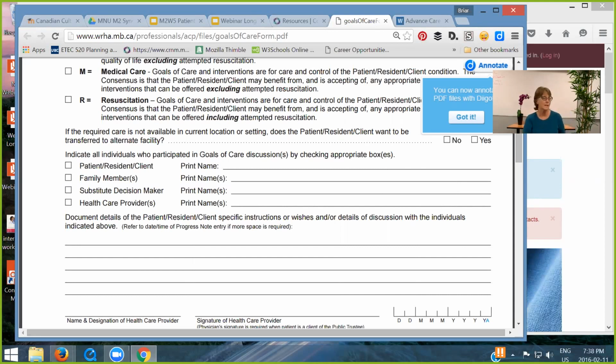Some people will say, and a lot of people will say, that they'll have medical care, resuscitation, except if they have Alzheimer's. And Alzheimer's is a dementia that people are very, very afraid of. It's one of the number one things that people fear about getting older, and they'll put that in because they don't want to live if they have that. So they can add whatever they want.